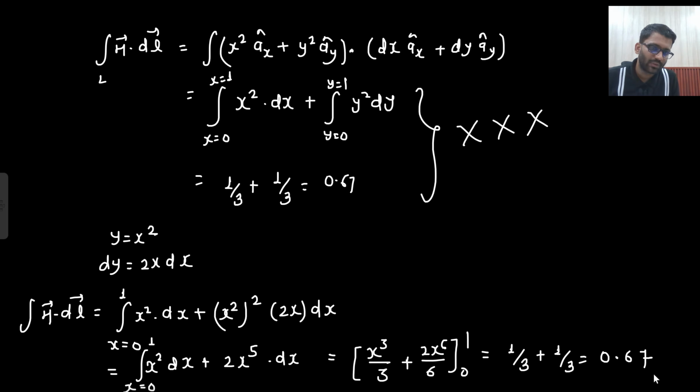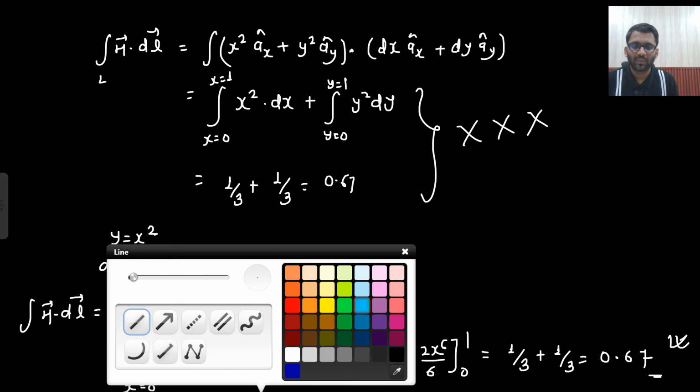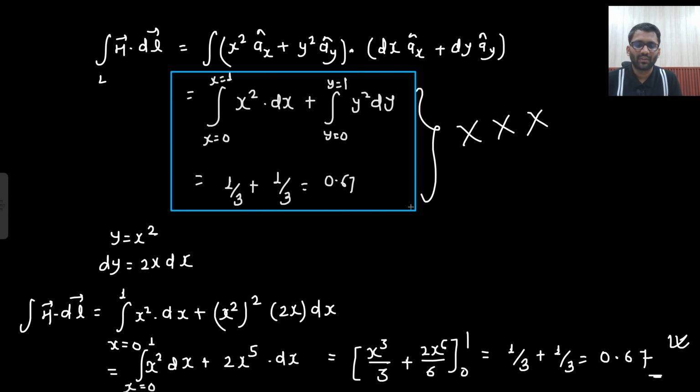0.2 by 3, that is 0.67. So this is the correct method. Here you got the answer correctly, but luckily. Why is this not correct? Because your y is a function of x. Also you can say my x is a function of y. So what could be the other method? This was one of the wrong methods.